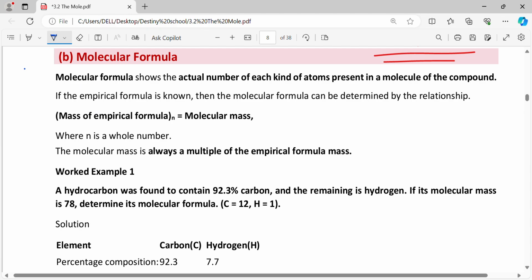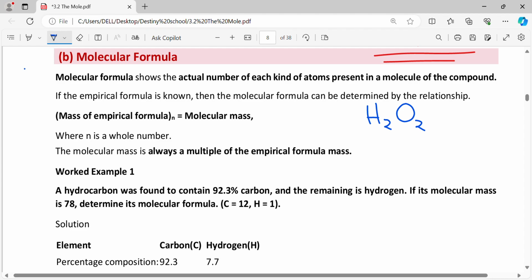Molecular formula. Yes. So let's talk about molecular formula. Before I talk about the molecular formula, let me share with you what it means. Sometimes in chemistry, it is not necessary for you to simplify. For example, in chemistry, there's something called hydrogen peroxide.